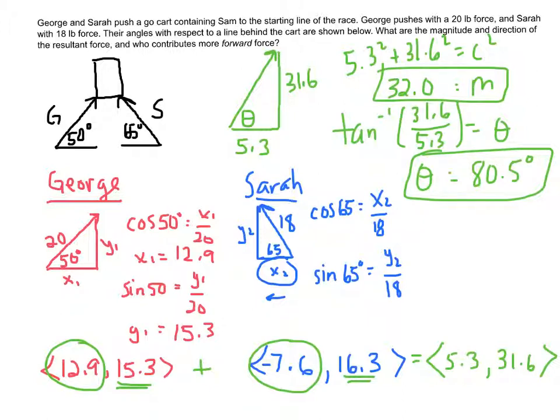And then the last question says, who contributes more forward force? What I'm assuming is that forward force means the force that's heading up, because they're trying to push this cart forward. So whoever has the most vertical component, and the winner would be Sarah. Sarah contributes 16.3 and George only contributes 15.3. So Sarah contributes 1 more pound of force in the forward direction. And there you have the George and Sarah problem.